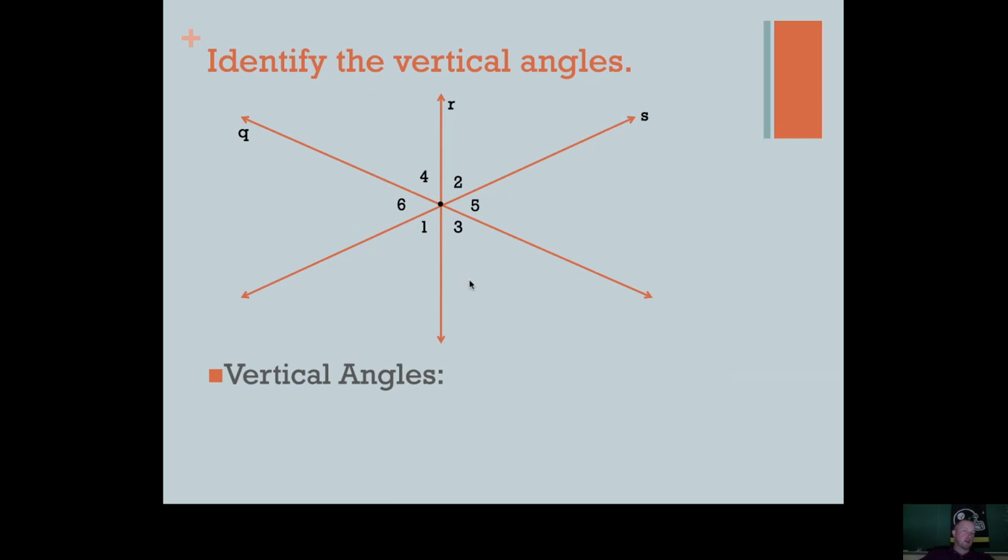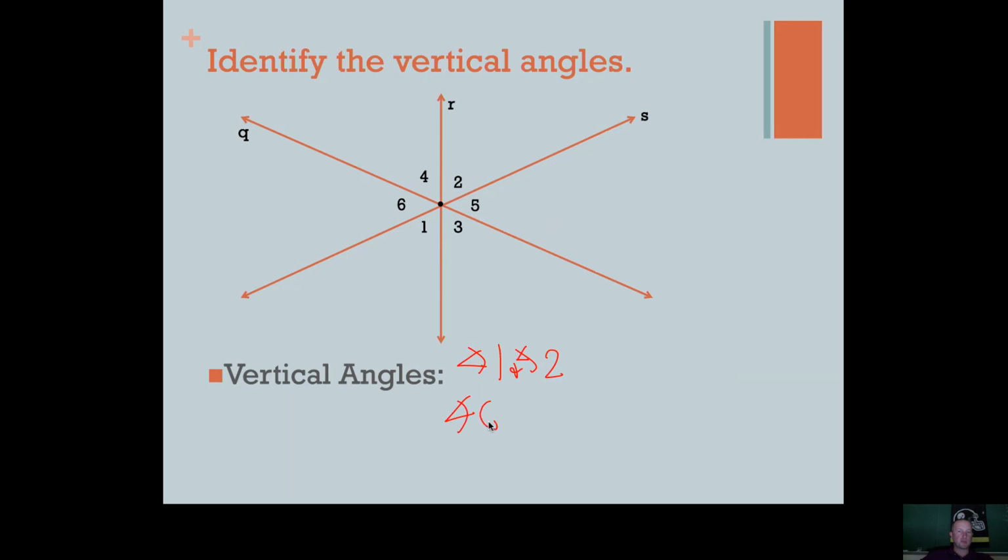So in this diagram, we have angles that are created by lines that are crossing. If you look at line R and line S, they cross and they create vertical angles here. Angle 1 and angle 2 are vertical angles. They're across from each other. They're made with these two lines.